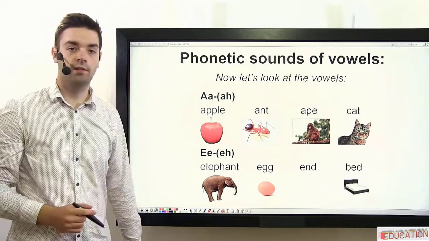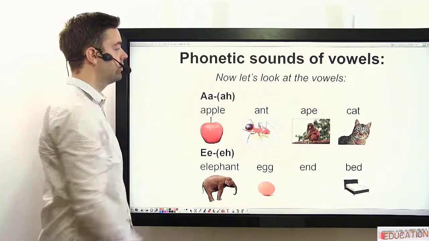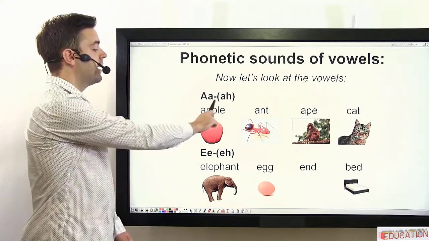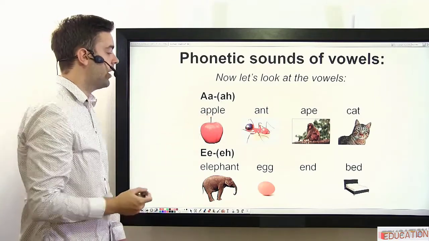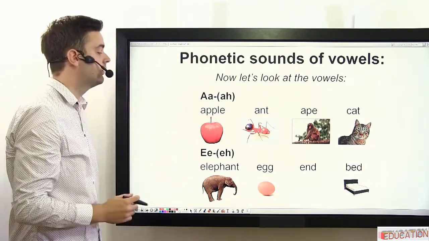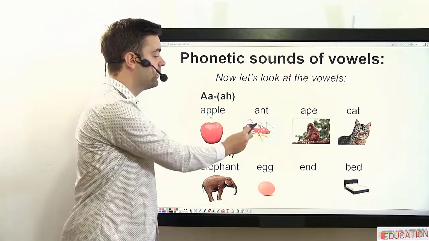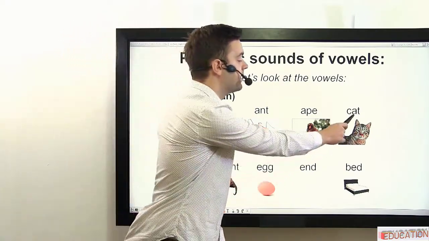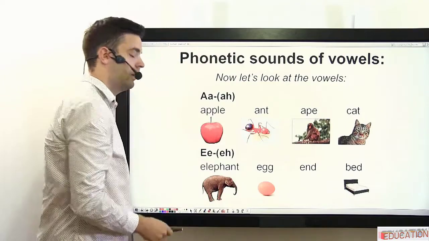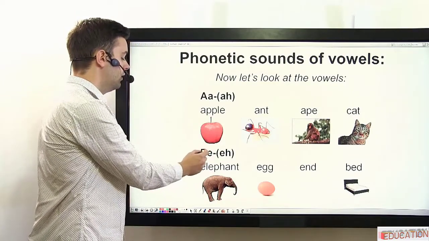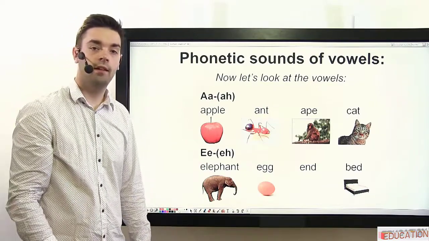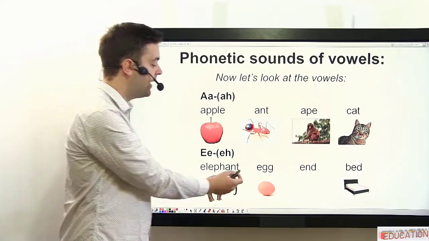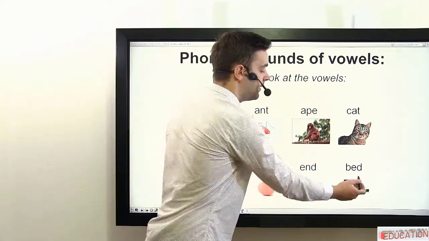Okay, so those were the consonants. Let's now take a look at the vowels. We've got A. A sounds like A. So, apple, ant, ape, cat. We've got E, which sounds like E. So, elephant, egg, end, and bed.